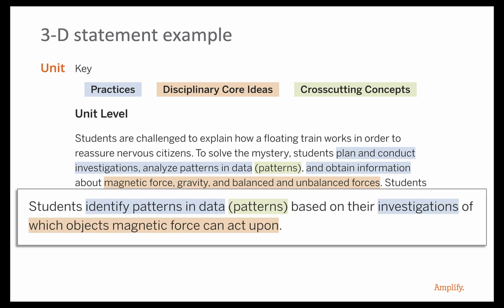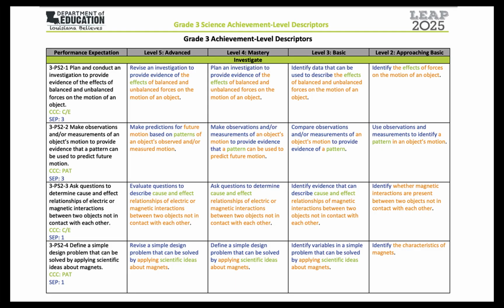When I get to a lesson, oh wow, look at this. I can make this an I can statement. Students can identify patterns in data based upon their investigations of which objects magnetic forces act upon. So instead of a teacher telling students that magnets are attracted to metals that have iron, we're going to have students do a sort. They're going to predict which items of the set of materials from the kit that the magnets can be attracted to, and then they're going to test it, and they're going to come up with that pattern. Instead of us telling them, they're going to explore it and understand it at a deeper level.